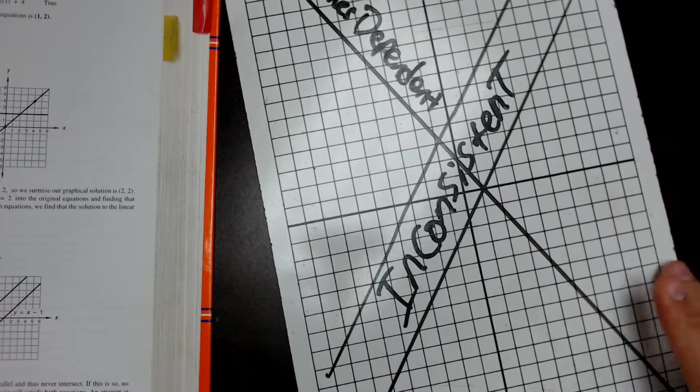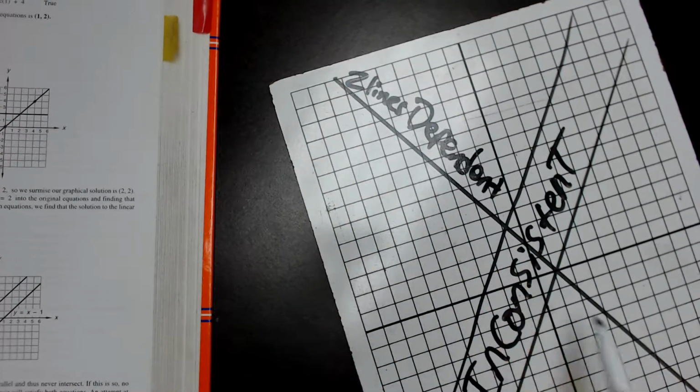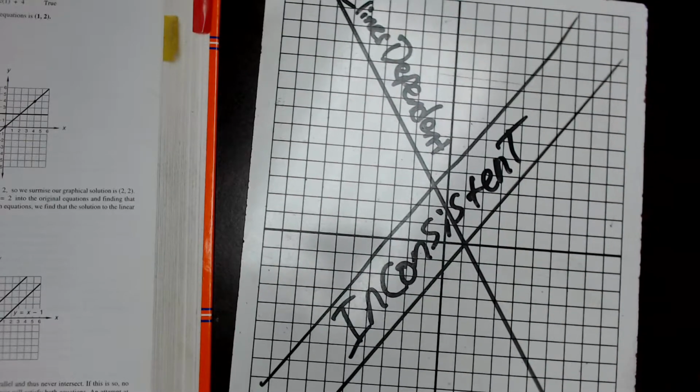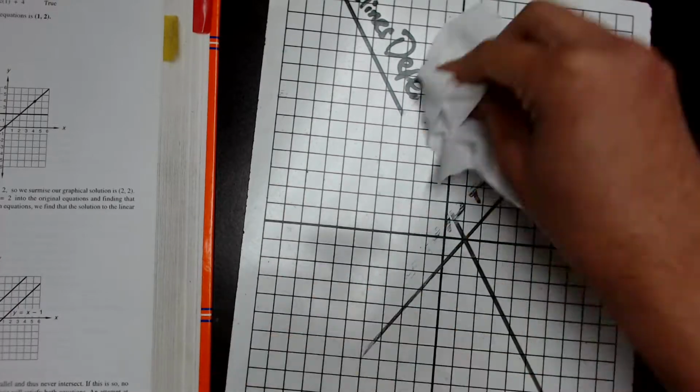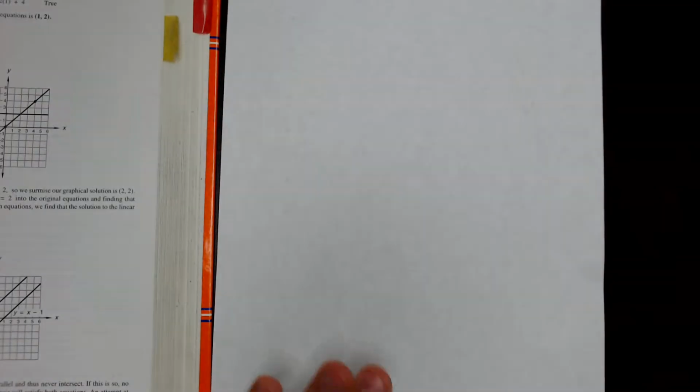So, inconsistent lines are parallel lines that never touch. Lines that are right on top of each other are called dependent. Now, like I said, we don't have to graph these to figure out what they are. We can also figure them out by using the equations and using substitution or elimination.